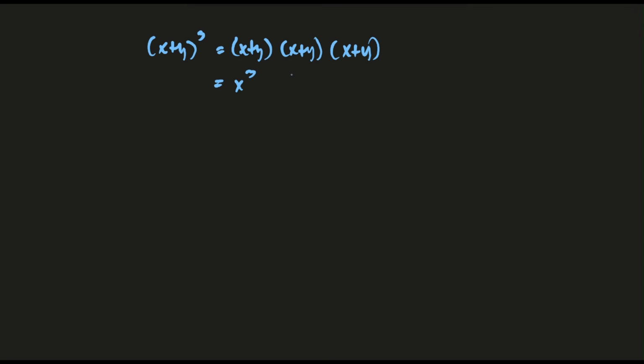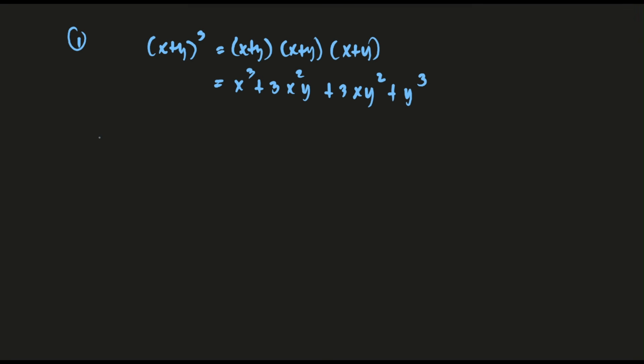x cubed plus thrice the product of first term and then the second term, but you have to square the first term, okay, plus again thrice the product of the first and then the second term, but you have to square the second term, and lastly you are going to cube the second term.